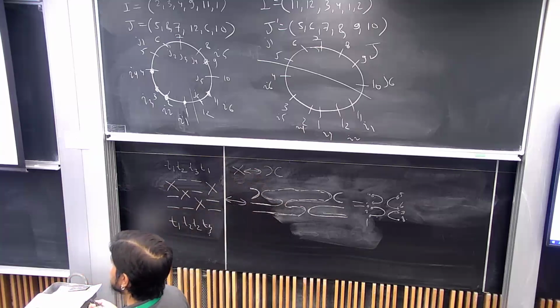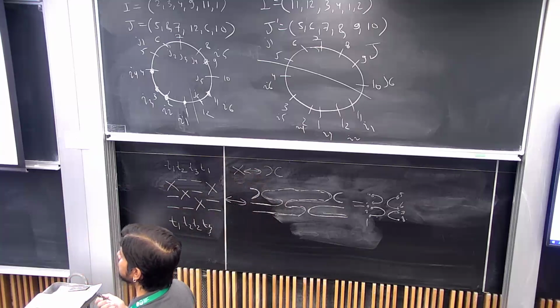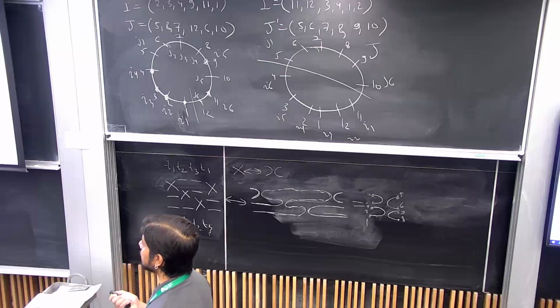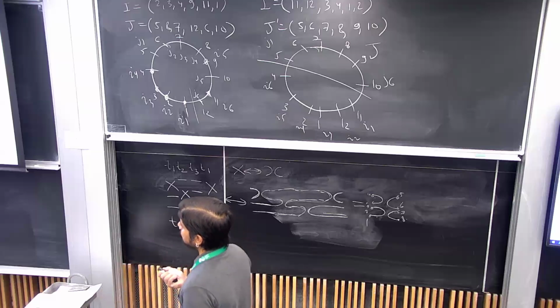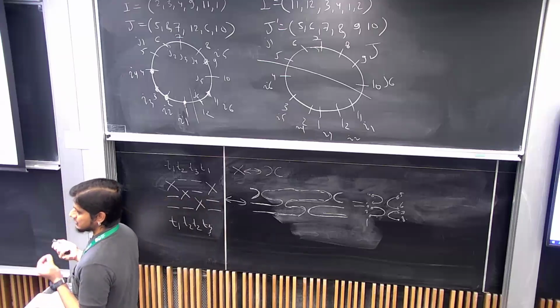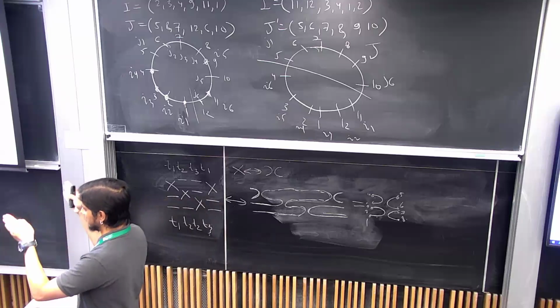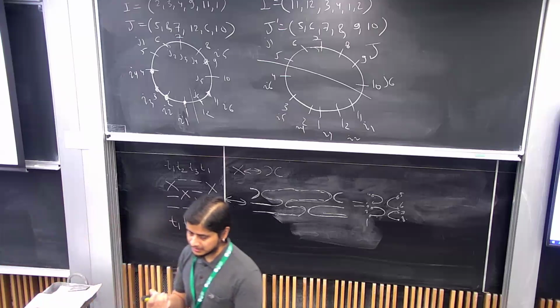We consider a very simple case where I is 1, 2, 3, 4 and J is 5, 6, 7, 8. If these are I and J, then delta I times delta J corresponds to just one Kauffman diagram, because again we have two intervals. There is only one possible matching.